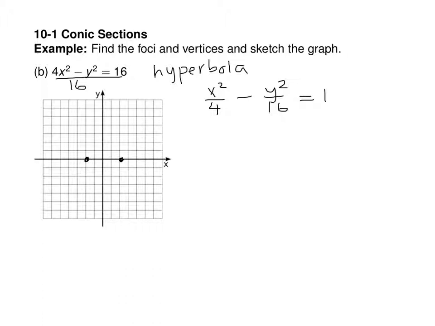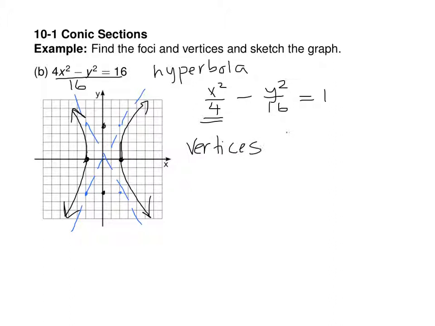and we go up 4, down 4 to sketch the asymptotes. We make this box, and the asymptotes always go out the corners of the box. So there's our asymptote, here's your other asymptote, and because the x squared is what is positive, you have the vertices on the x-axis, and roughly speaking, there's your hyperbola. So it has vertices plus or minus 2, 0.